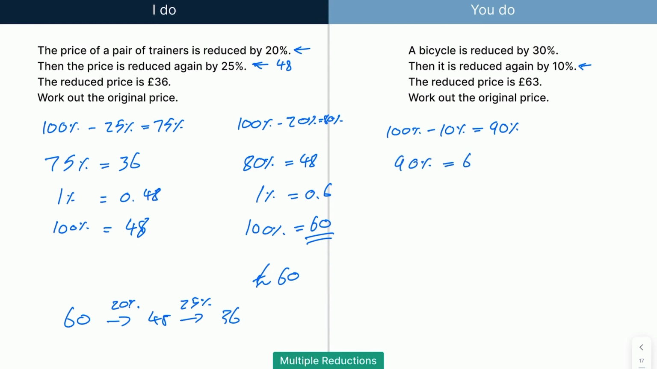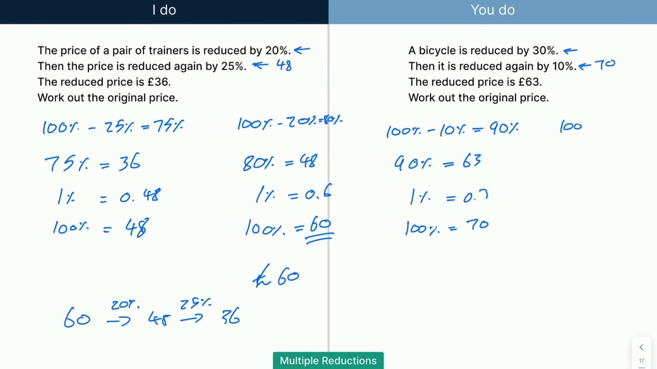So 90% is 63. And if you go from there to 1% and then 100%, so 63, divide that by 90, and you end up with 0.7, times that by 100, and you end up at 70. So we've done that now, so that's 70. We now need to go back here.